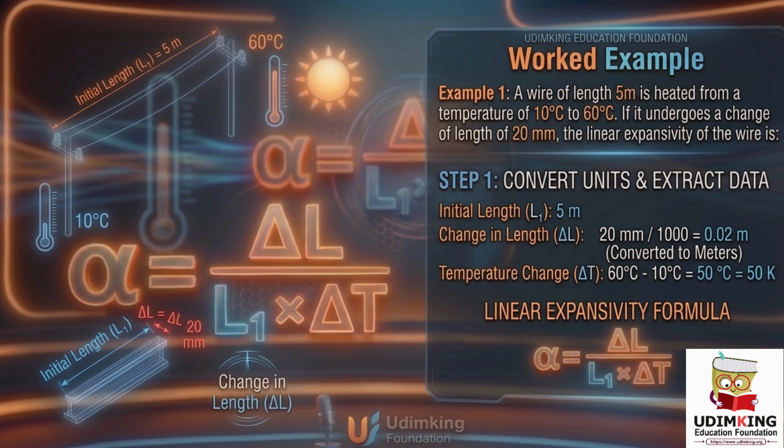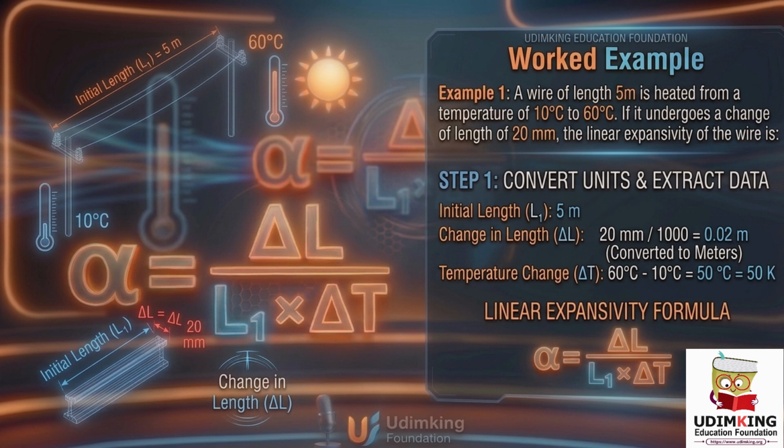Next, let's find our change in temperature, delta T. We take the final temperature of 60 degrees and subtract the initial 10 degrees, giving us a temperature change of 50 Celsius. We can express this as 50 Kelvin since our linear expansivity is given as per Kelvin.